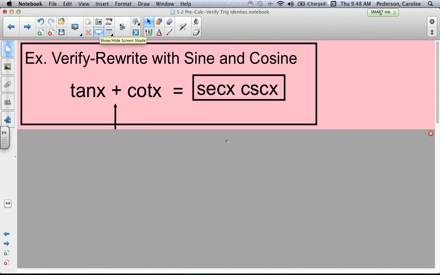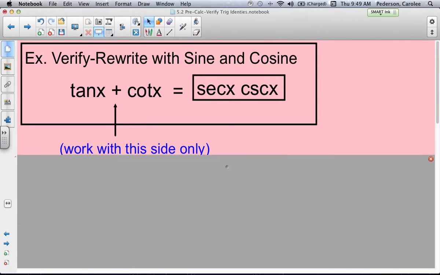We're going to start with the left-hand side of this equation, and we want it to get to be like the right-hand side. So we're trying to prove that the tangent of x plus the cotangent of x does in truly fact equal the secant of x times the cosecant of x. And I gave you a hint there. Convert everything to sines and cosines.